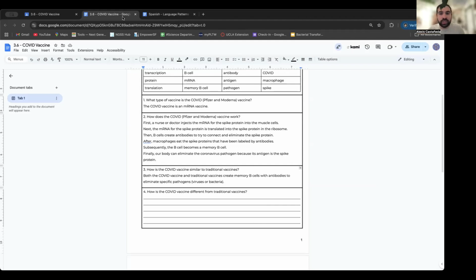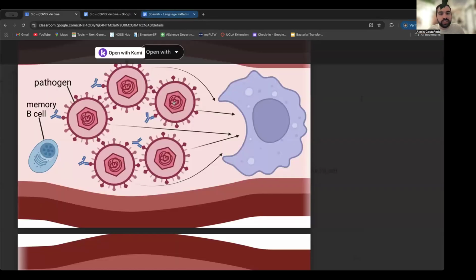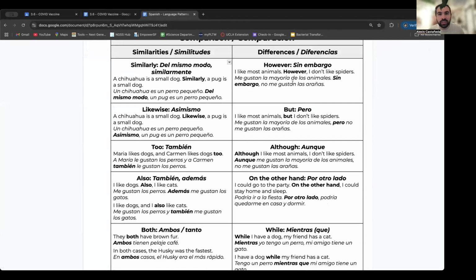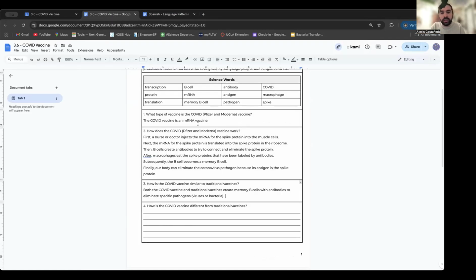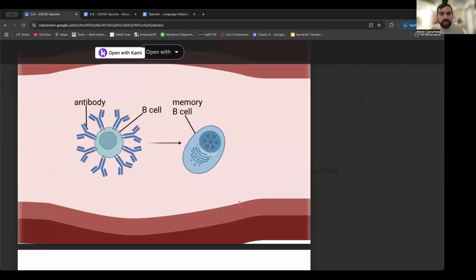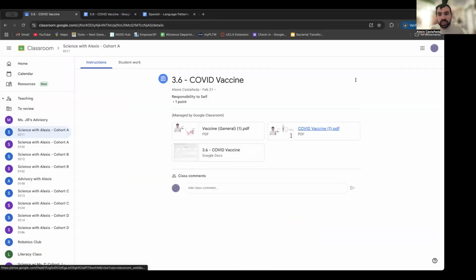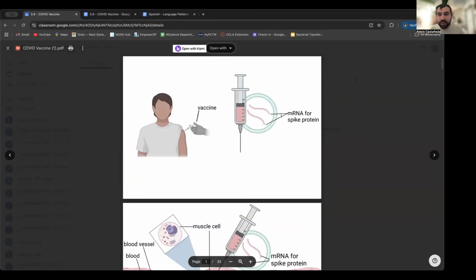Let's see. So then what else can we say? So what are the differences though? So for differences, we can use any of these words. Let's use the word while. So what do we know about the COVID vaccine, right? There is no pathogen. We did not give the body a pathogen in the COVID vaccine. There's no pathogen that we're injecting into the body. We are injecting an mRNA molecule that's going to create the spike protein.